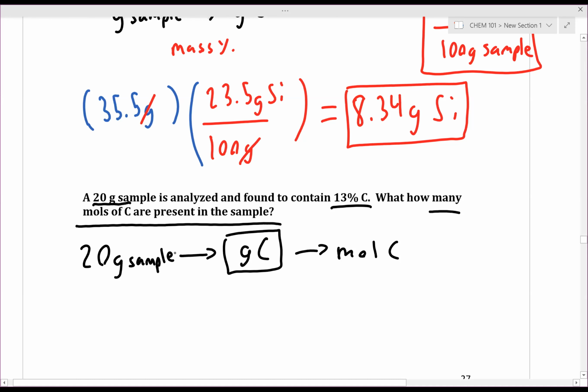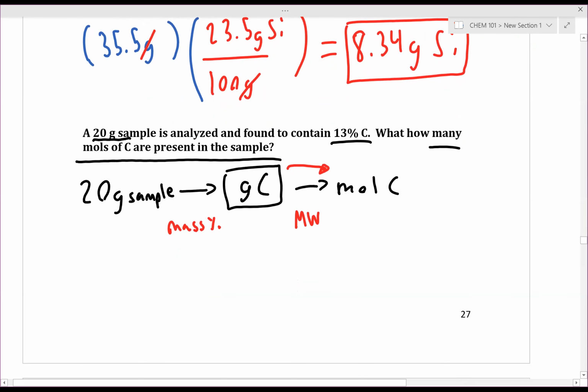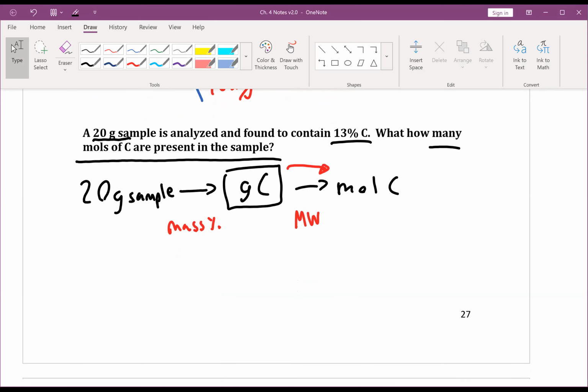Okay, now to go from grams of sample to grams of carbon, we're going to use the mass percent conversion factor. To go from grams of carbon to moles of carbon, what conversion factor do we use? Grams to moles? Molar mass, exactly, exactly. Okay. So let's now execute on that.